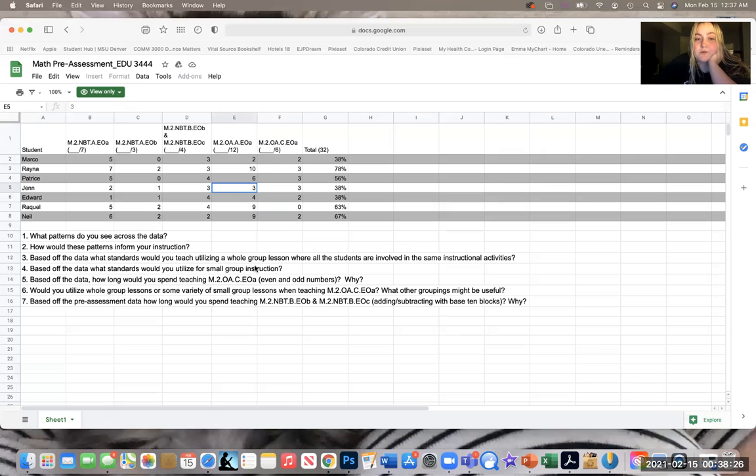What standards would you teach? So I did that one. Okay, so for this one, I believe that's this one. I would spend a long time. We kind of covered that already. Just because I see lower numbers, less than 50%, and I'd want to spend more time going over that and just gauging how they're developing with lessons.